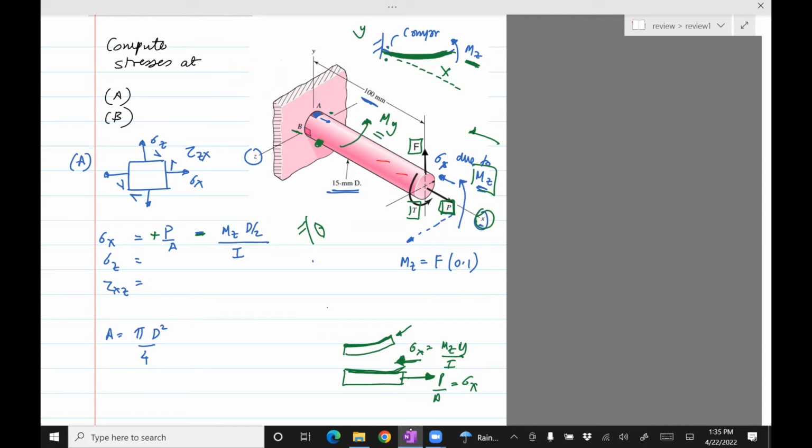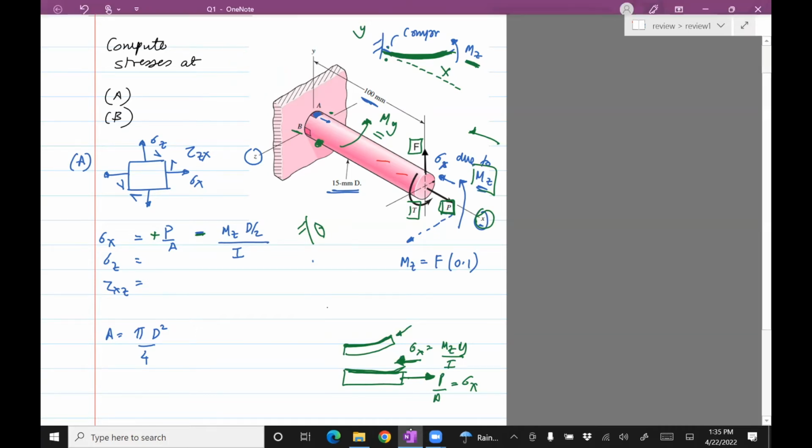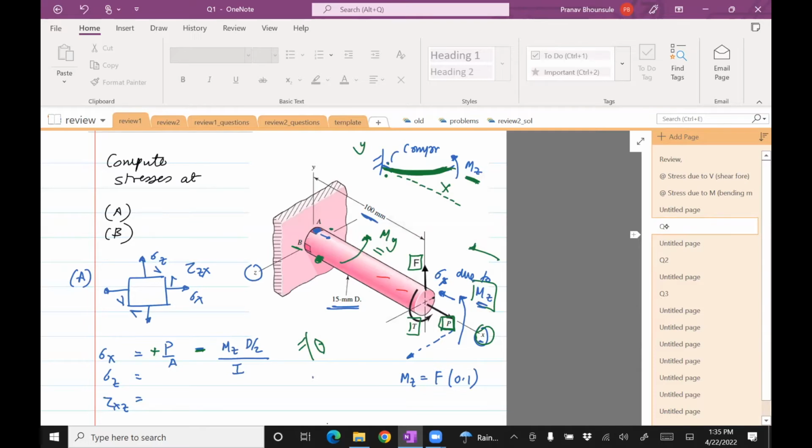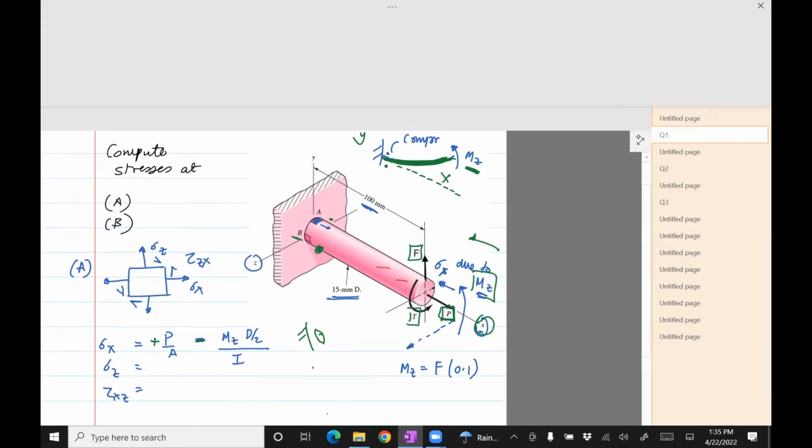Just don't want to confuse you with MY, because there's another problem which actually has some interesting parts with MY. So I just want to keep that for later. So if you are confused with MY, don't really get confused. There's another problem where I'll get to MY.